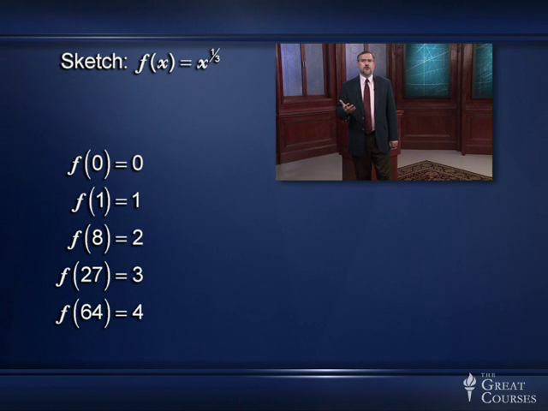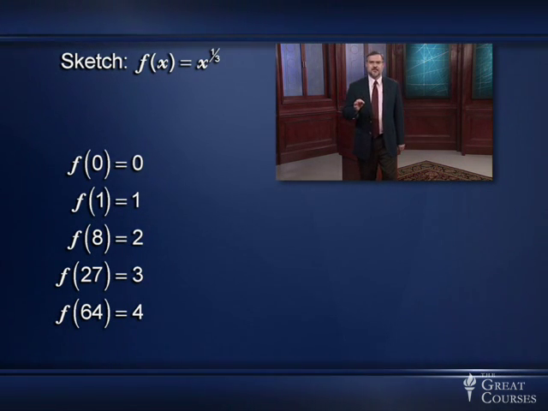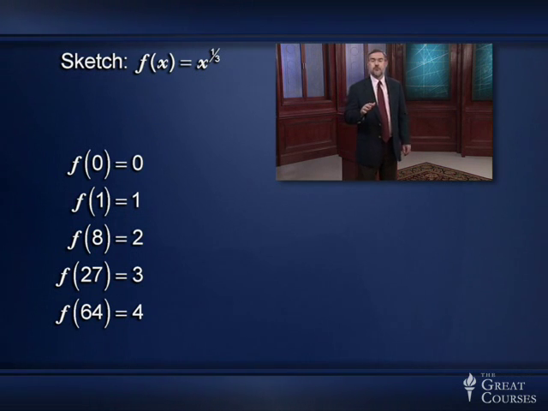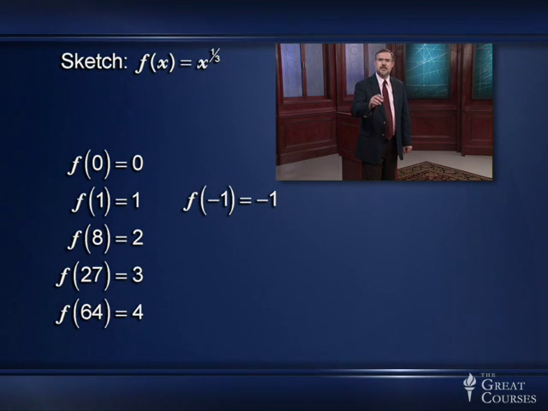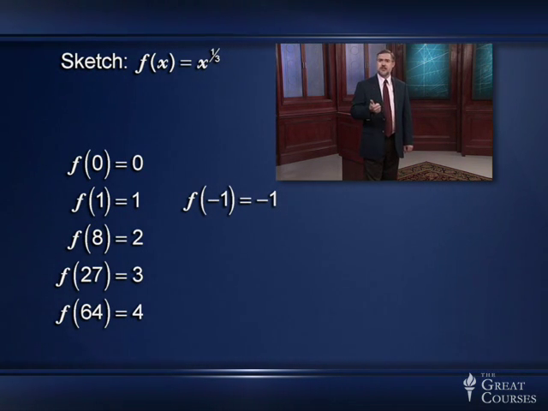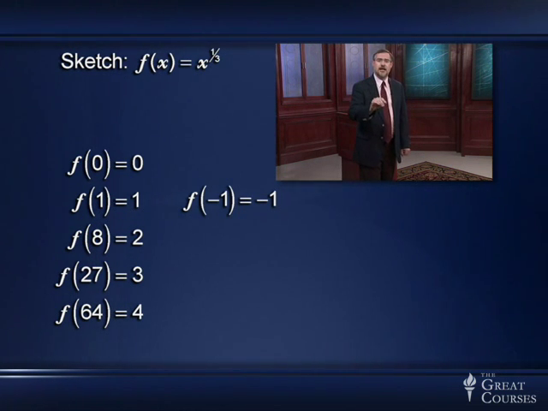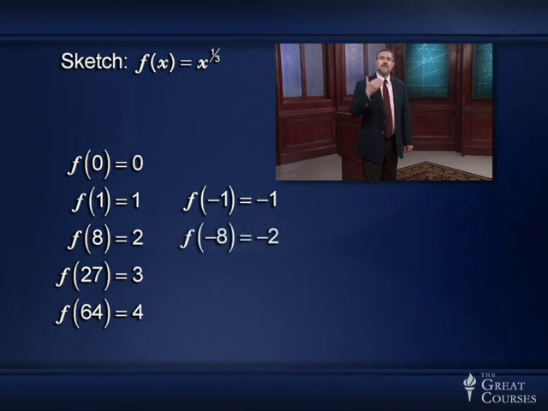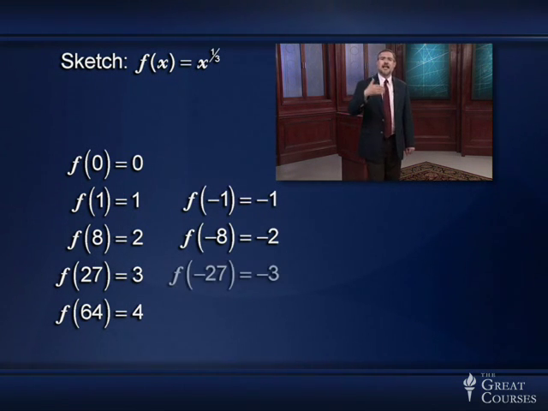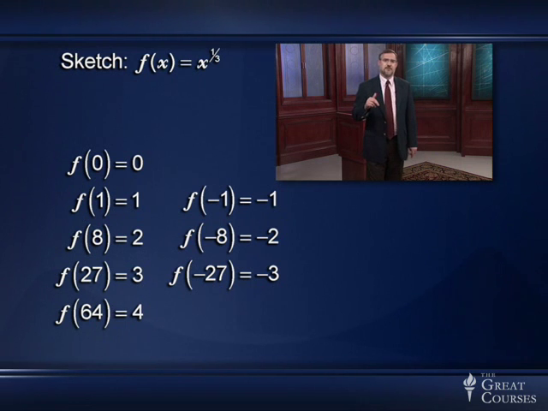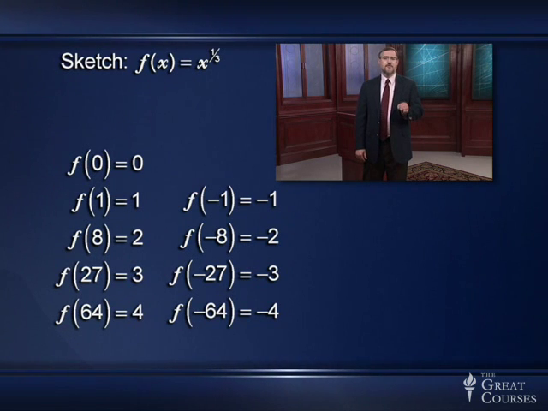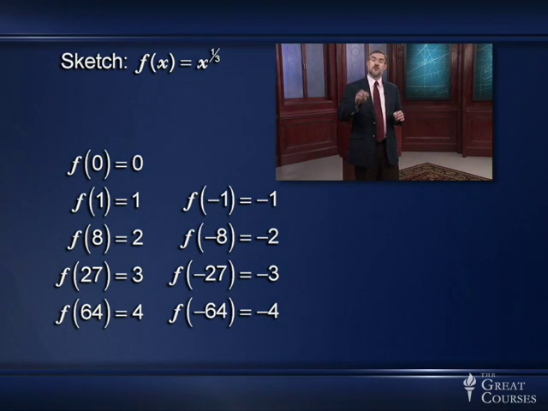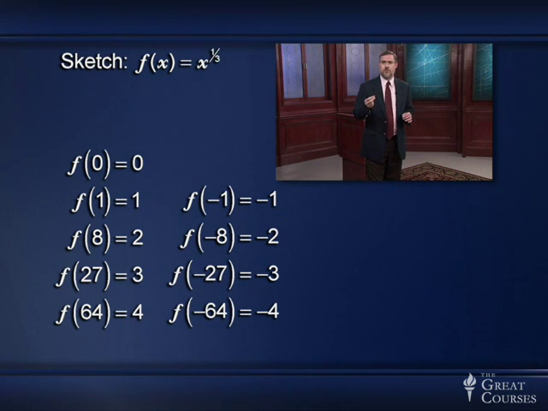Now, I can also include negative values for x. So let's see what's happening as we go through some negative values for x. Well, first of all, f of -1 is now equal to -1. So that's a nice choice. I know that I can plug in -1 for x and get -1 back for y. f of -8 is -2, and f of -27 is -3. And lastly, f of -64 is equal to -4, because -4 raised to the third power is equal to -64. So now I have a whole bunch of points that I can actually plot.